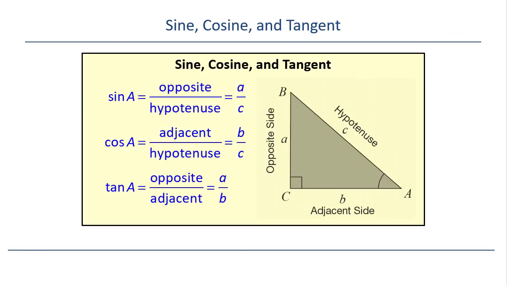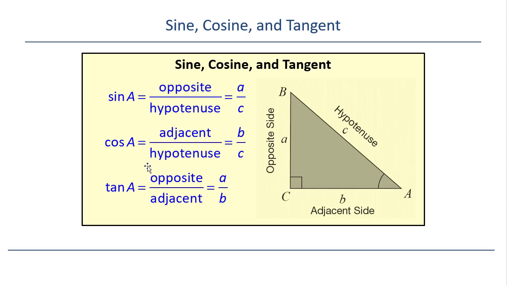Okay. Next, let's remind ourselves of the good old SOHCAHTOA. If you've ever heard SOHCAHTOA before, right? SOHCAHTOA is sine is opposite over hypotenuse, cosine is adjacent over hypotenuse, tangent is opposite over adjacent. It's just a way to kind of remember those relationships. However you want to memorize it.